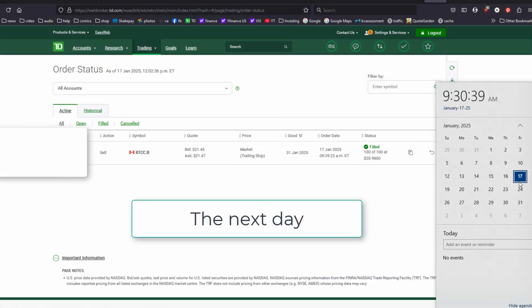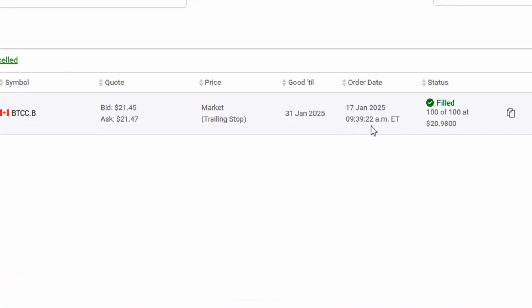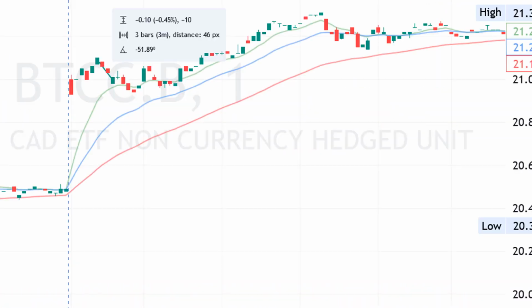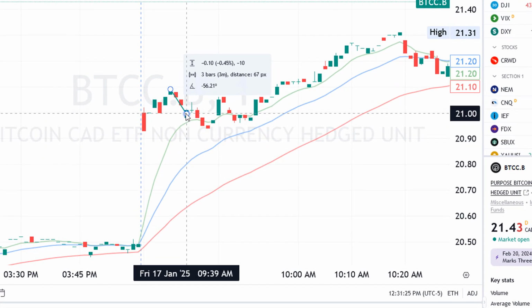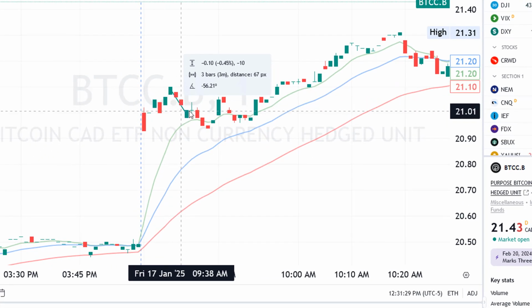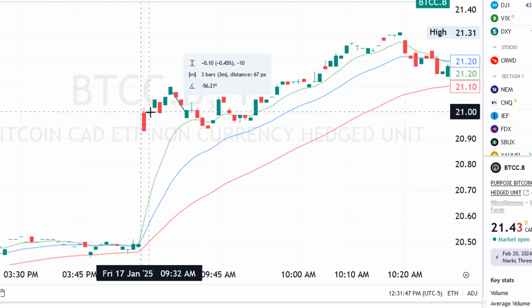Alright, it is now Friday, the last trading session of the week, and my 100 shares of BTCC.B were filled at 20.8, higher than yesterday's close. The reason is, if we look at the stock price at 9:39, which was right here, there was a 10-cent drop from about 21.09 down to 20.99 or 20.8. That's when it got filled.